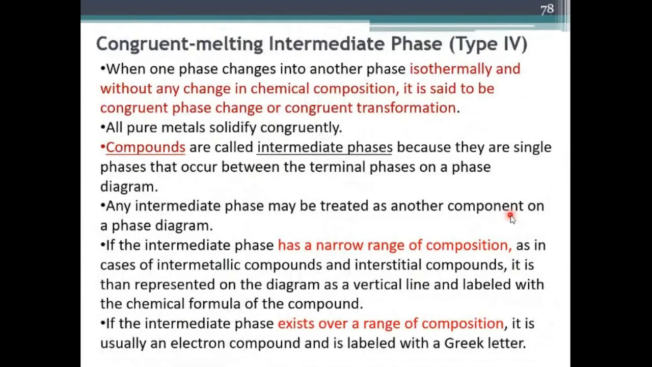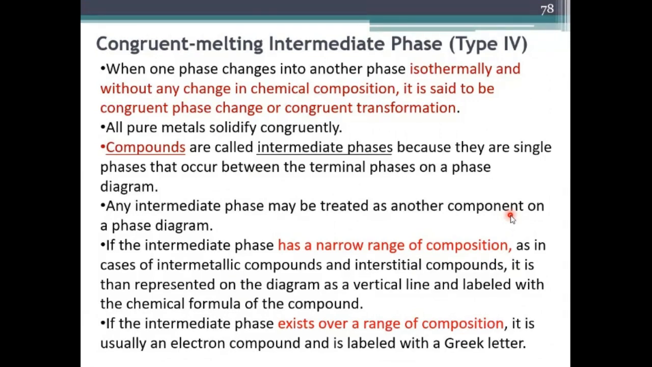Next, type 4. Type 4 is nothing but a congruent melting intermediate phase. As I told, when we are changing one phase to another phase without any change in the chemical composition, extra intermetallic phases will be formed, and that compound we call intermediate phases, because it is the single phase that occurs between the two phases. Already we are adding two phases, and between those two phases another phase will be formed.